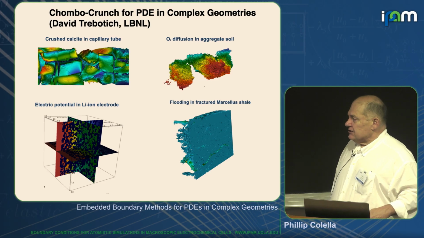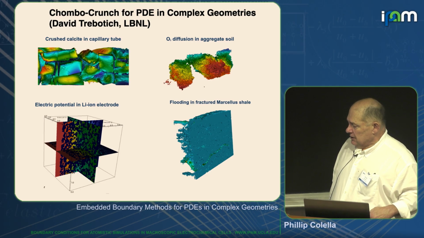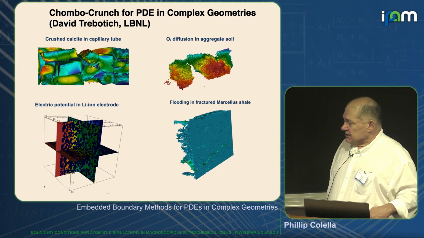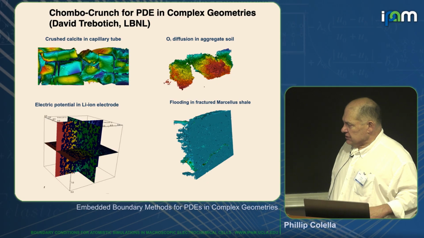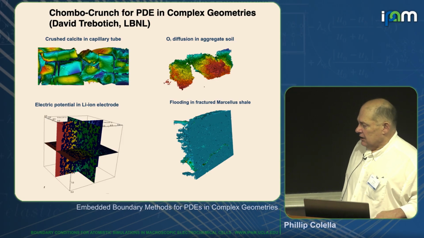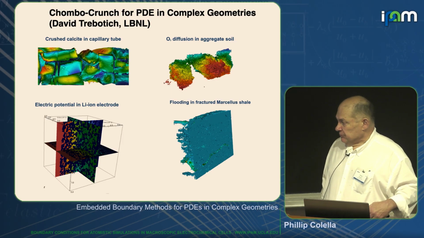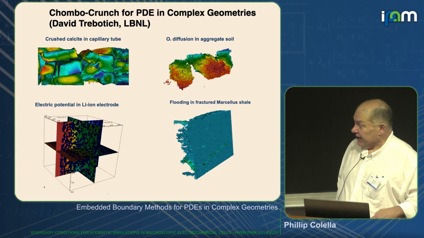This was something he did when he was working with people looking at batteries, trying to find, on the microscale, for a very complicated tortuous lithium-ion electrode, effective medium properties. And the way you do this is you solve Poisson on this irregular thing and average.